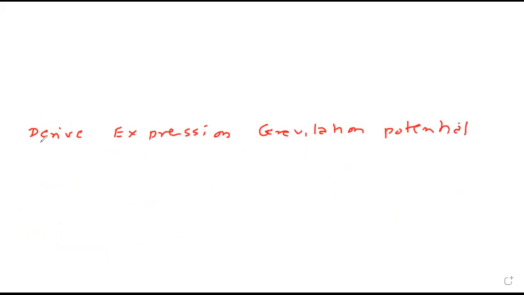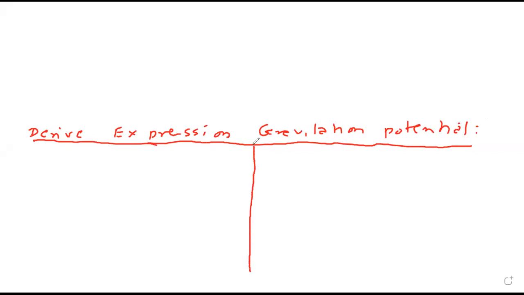Right. Derive the expression for gravitational potential. When we say derive an expression, it means in terms of distance, gravitational potential. Potential means indirectly work done. What is potential? Stored energy. That means work done. Correct or not?